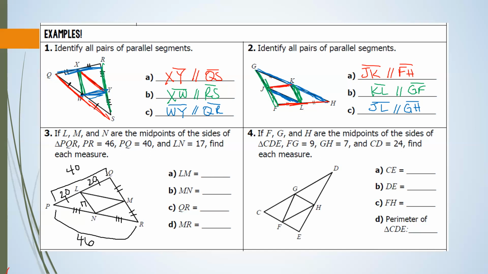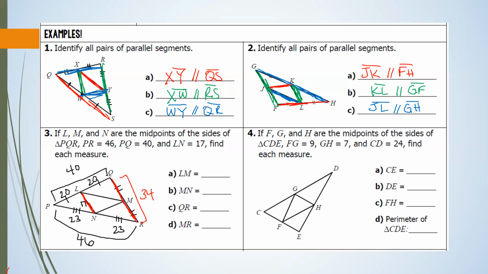Likewise, PR is 46, so each half has to be 23. Okay, so now we need to be able to find QR. Well, we learned that a midsegment is half of the side that it's parallel to. So this is 17, which means that that's half of QR. So 17 times 2, this whole thing is 34.